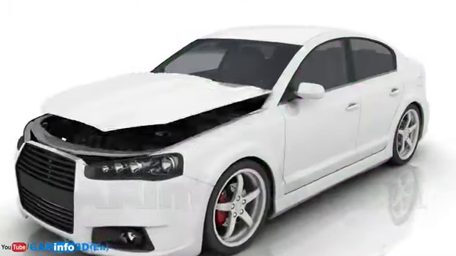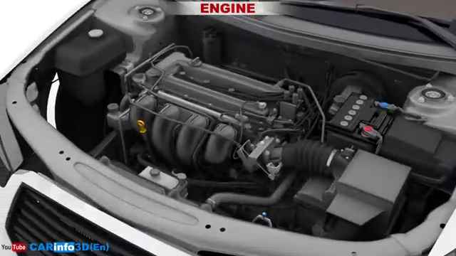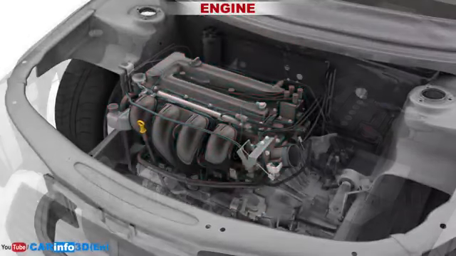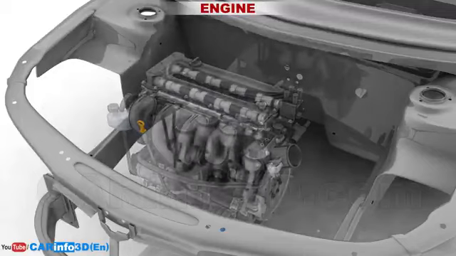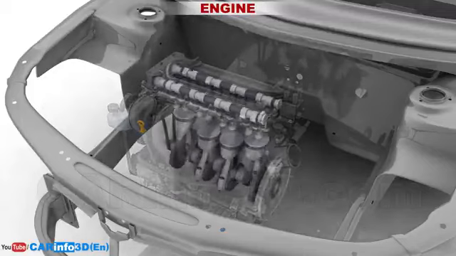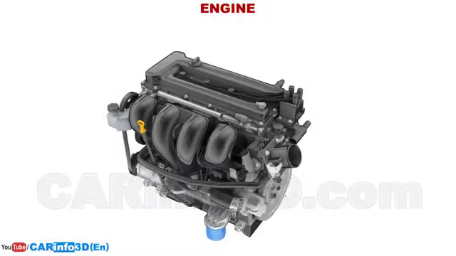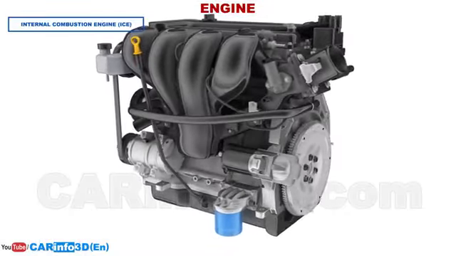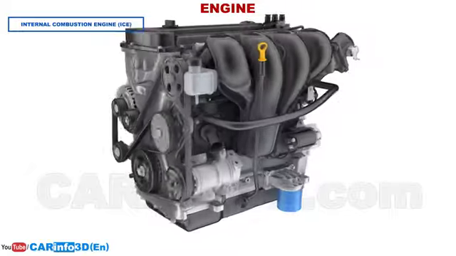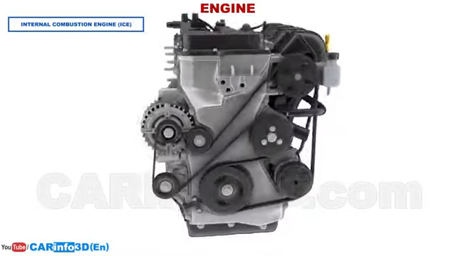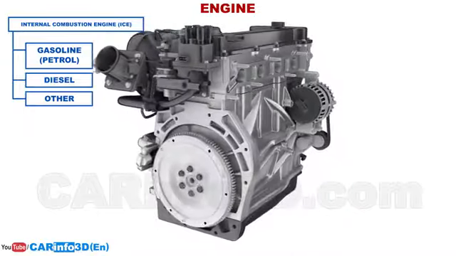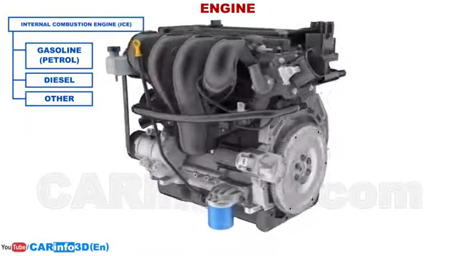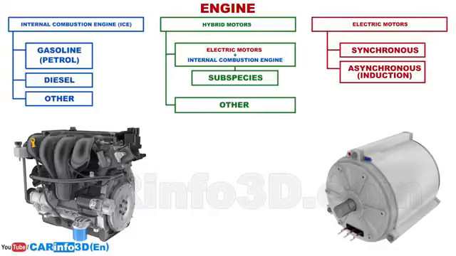The next vehicle system is the engine. The engine is usually located in the front of the vehicle. The engine converts one form of energy into mechanical energy, which is then used to propel the car. The internal combustion engine, ICE, is the most commonly used engine type in automobiles. Such engines rely on the combustion energy of gasoline, diesel fuel, or, in rare cases, another kind of fuel. Electric and hybrid motors are also becoming increasingly popular.